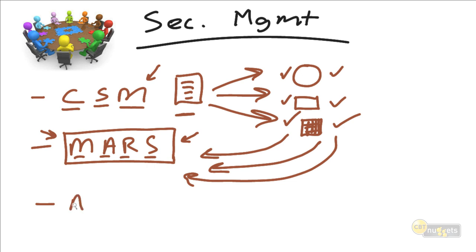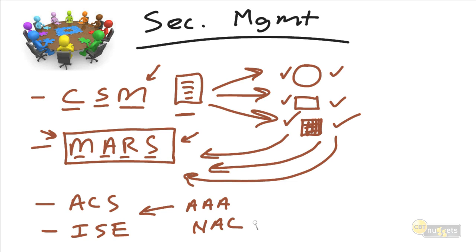Obviously, I mentioned it earlier, the Access Control System helps you manage security in your environment, and so does a new product called the Identity Services Engine. Remember, these products surround the concept of AAA and network admission control. Both of the products do these things to try and control who is using your network and what they're able to do in your network infrastructure.